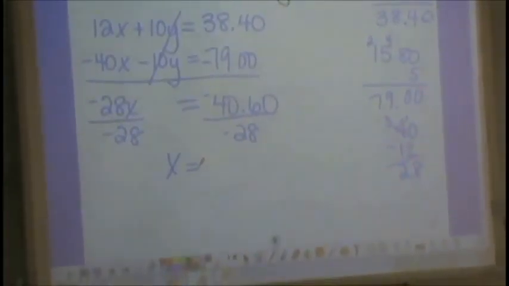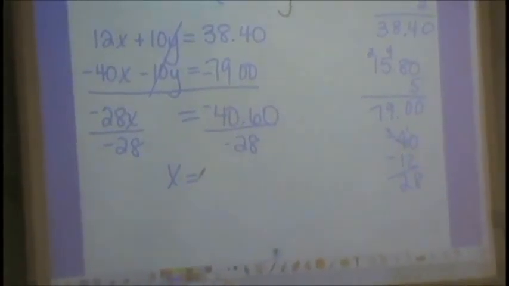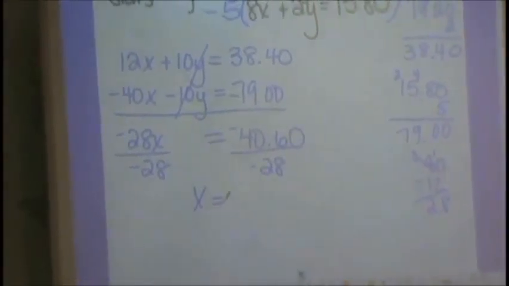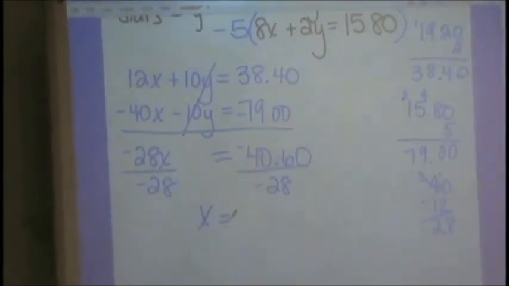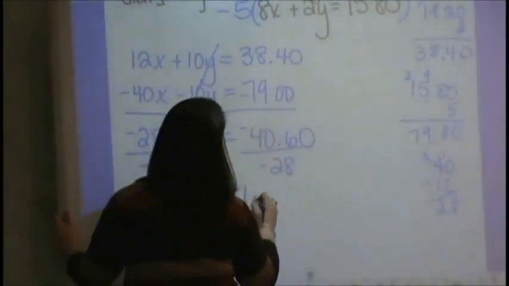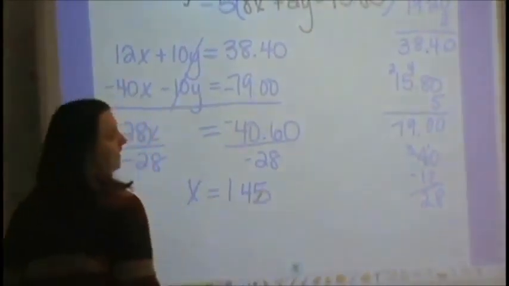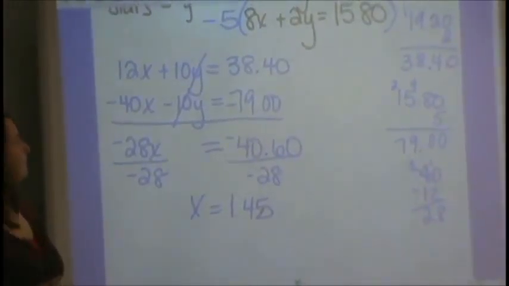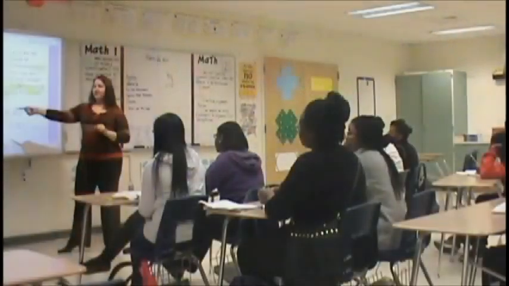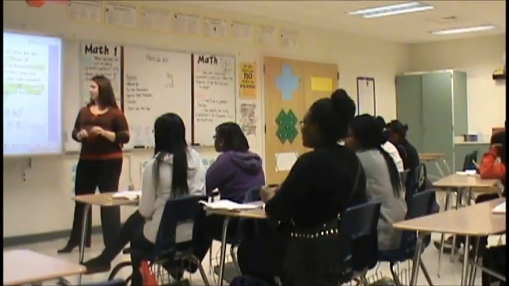X is, anybody do it? X is what? It's probably like 2. X is 2.5. 1.45. $1.45. Yeah. Now what do we have to solve for? Y.